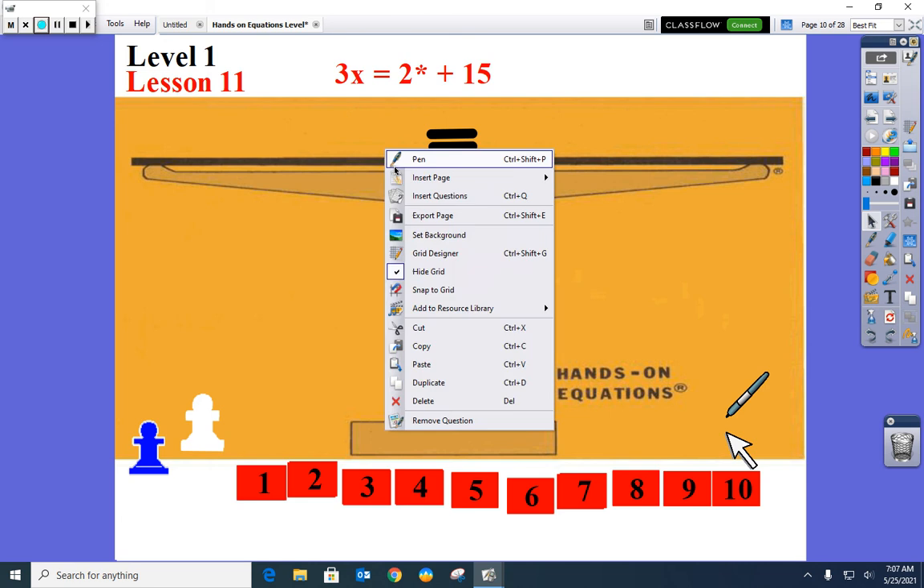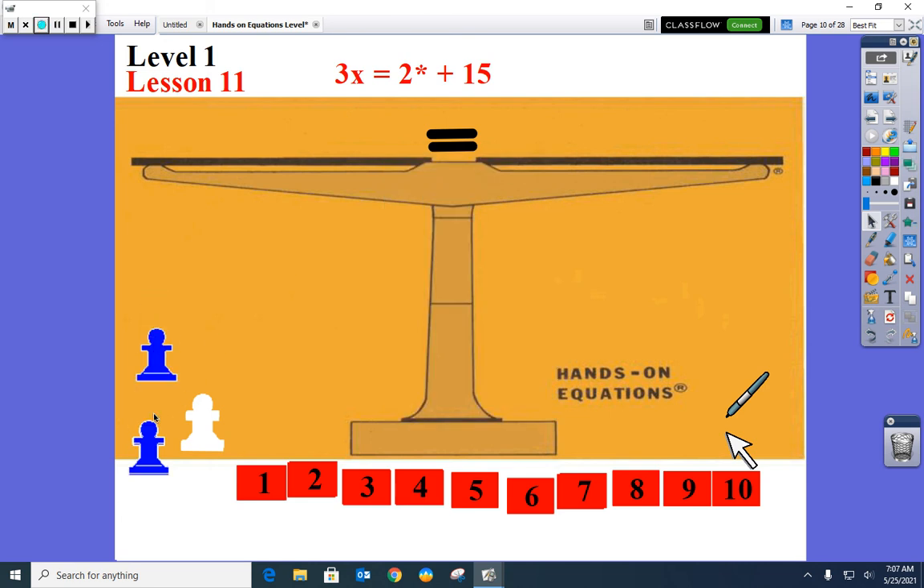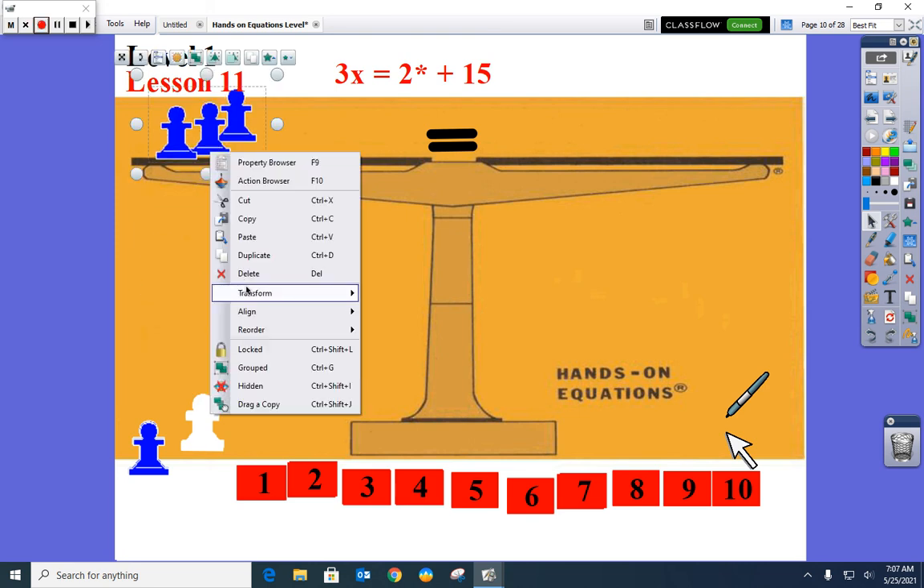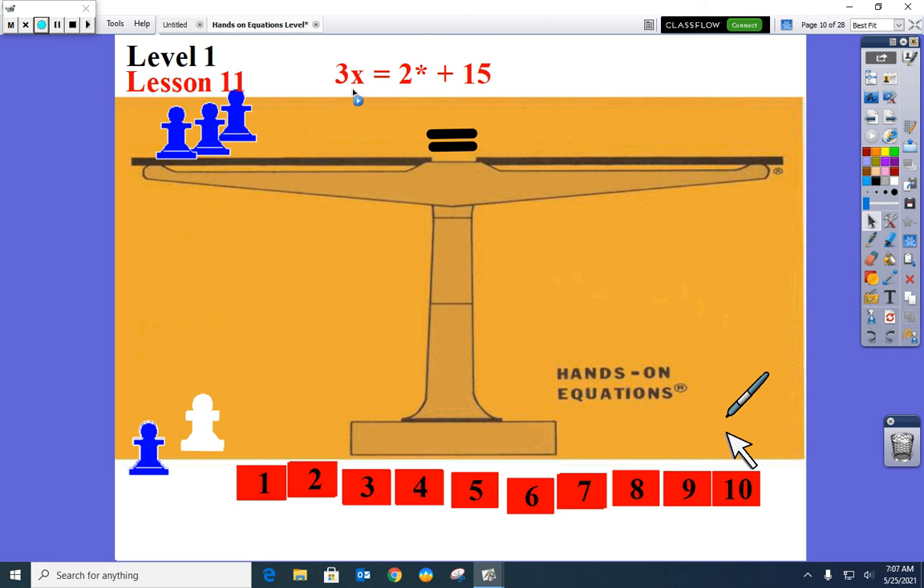So I've got 3x, 1, 2, 3x. I put them up on my board. And I have 2 stars plus 15. I've got 2 stars, and now I've got to go grab 15. I've got a 10 here and a 5 here, and we want to move those up. Now, I want to be able to isolate my variable. I want to get those numbers all by themselves.